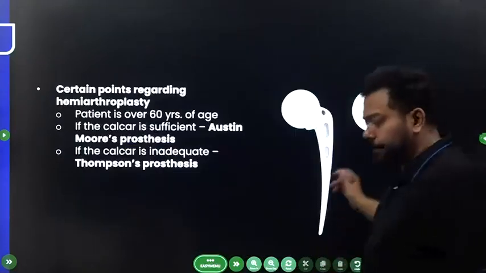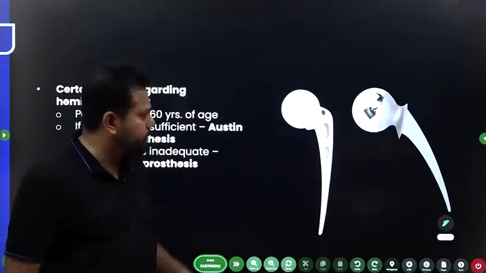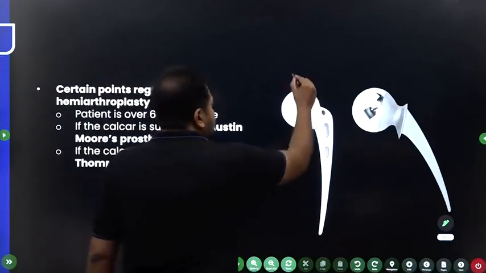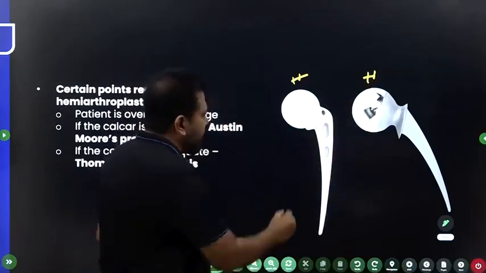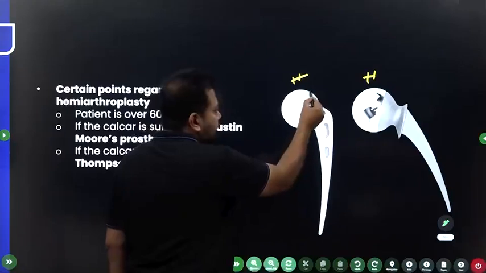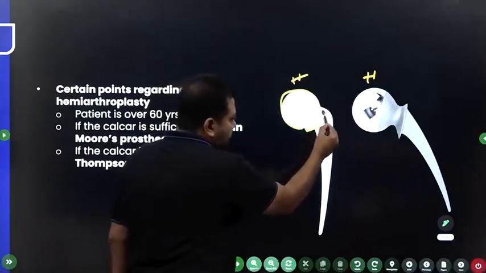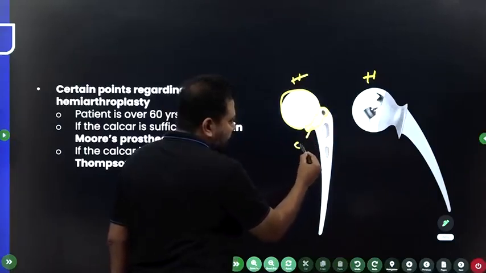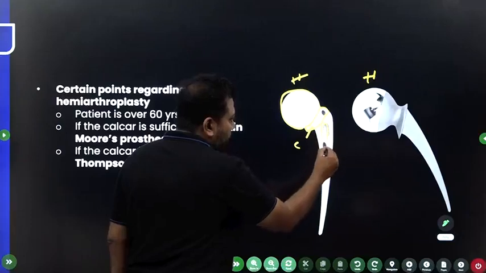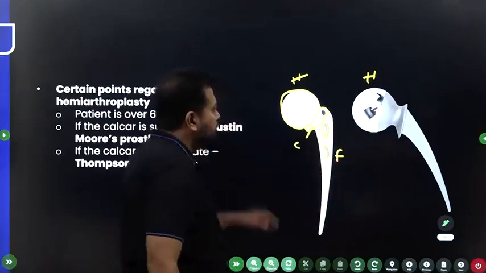Look at these two prostheses, because a very recent question was image based. This is a hemiarthroplasty prosthesis. This is also a hemiarthroplasty prosthesis. Look here. I am able to see a head and a small neck. This small neck is called the calcar. And a few holes are here. They are called fenestrations.